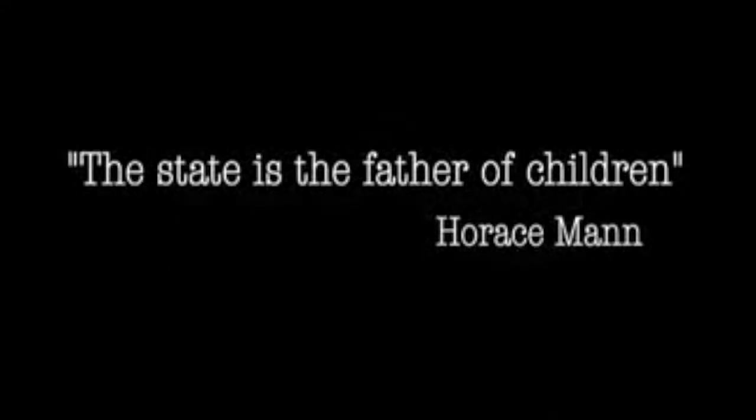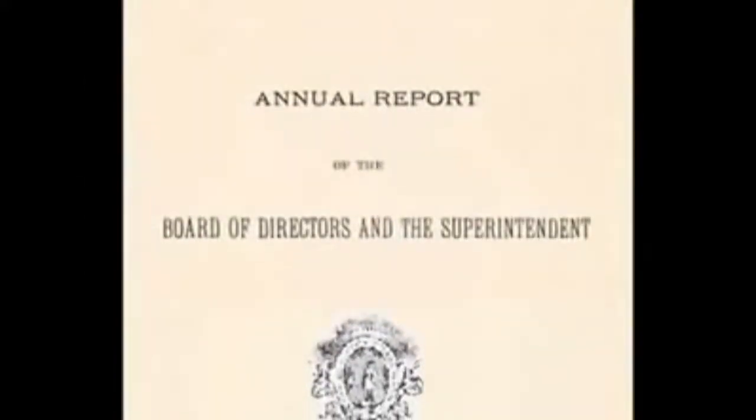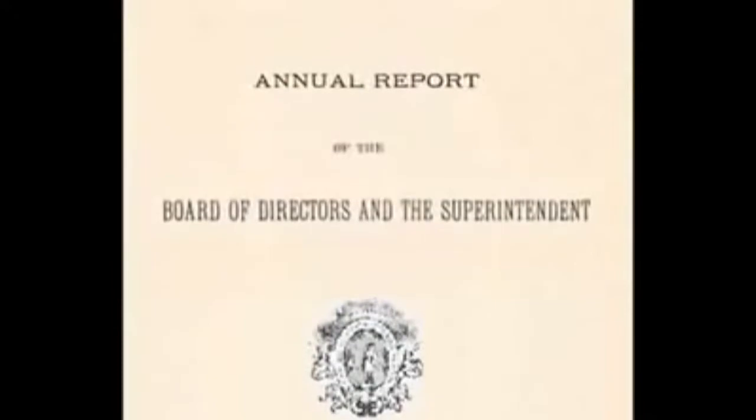As the first secretary of the State Board of Education, Horace Mann promoted his new concept that the state is the father of children. He stressed that it was the responsibility of the state to ensure that education was provided for the child. Horace Mann's 10th annual report in 1846 led to the first state law that made it mandatory for children to go to school.